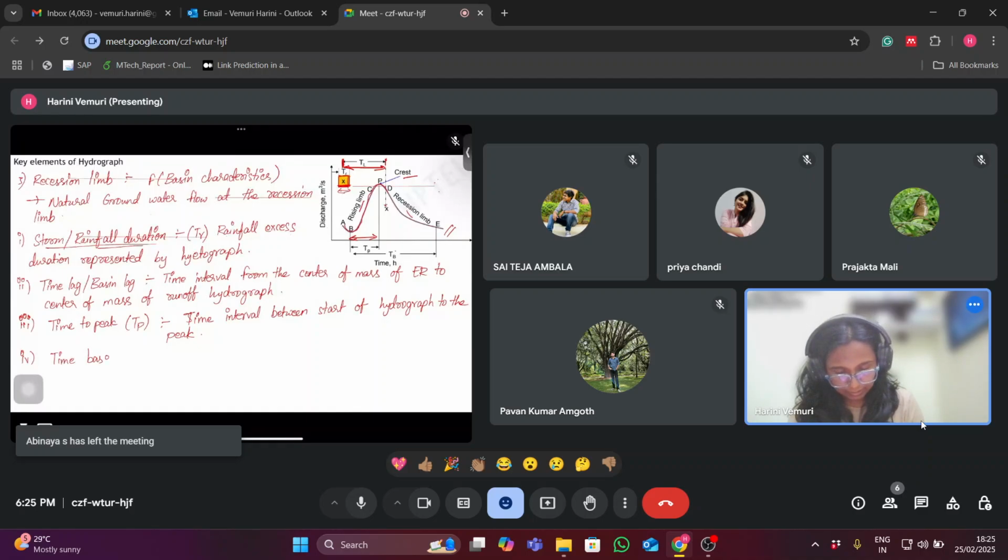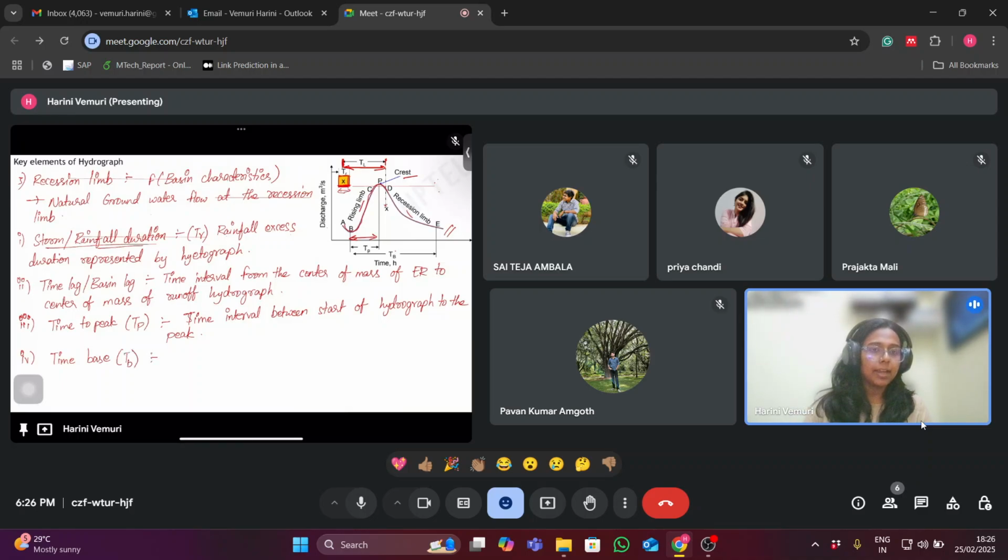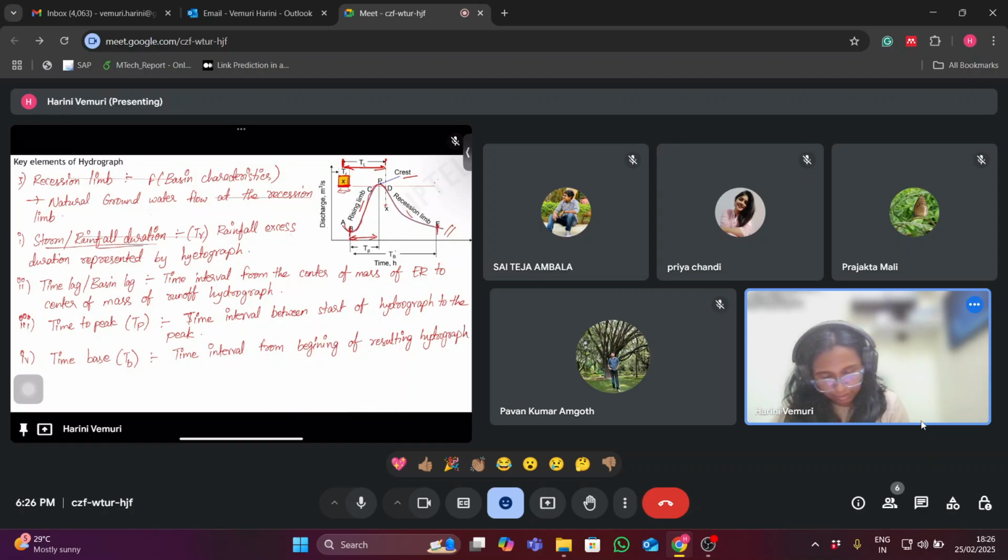time base, TB. It represents the time interval from the beginning of the hydrograph to the end of the hydrograph. That is, the total time the runoff will be observed due to a storm event is called time base. Okay. So it's the time interval from the beginning of the resulting hydrograph to the end of that hydrograph. This is called time base. Okay. And the next key element is the peak discharge.